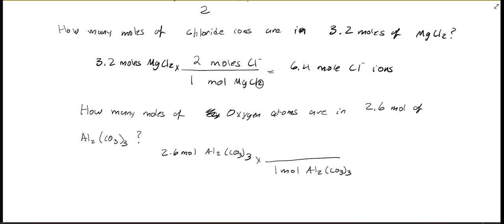So I'm going to pause for just a second while you think of what the answer should be. And the answer is 9. 9 moles oxygen atoms, because you're going to always multiply these subscripts. So you multiply those. So this is 2.6 times 9. So that's 23.4 moles of oxygen atoms.